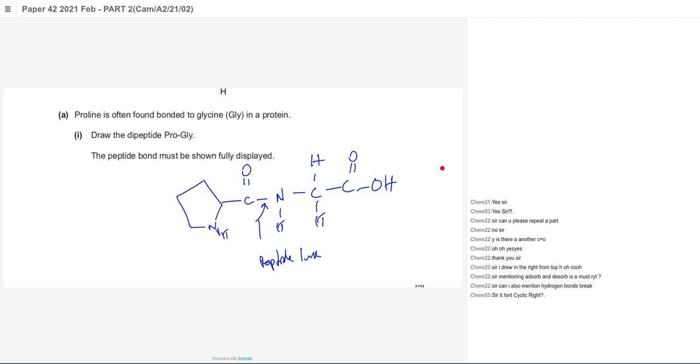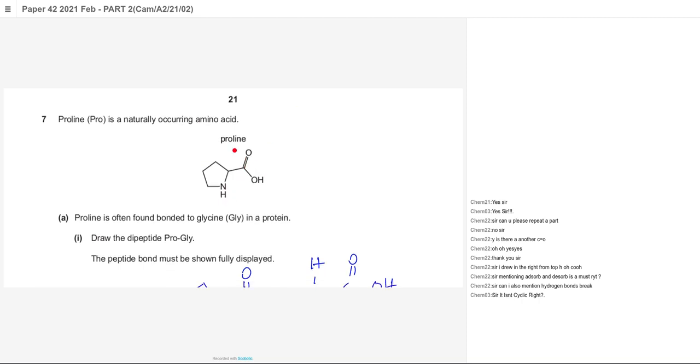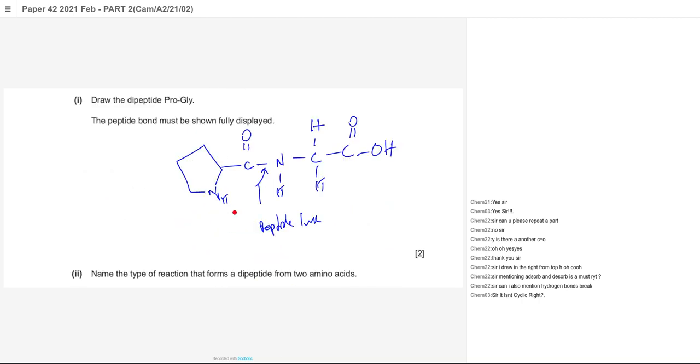It's cyclic. Proline is a cyclic amino acid. Proline is one of the cyclic amino acids. It's an amino acid. It's a cyclic one. It's cyclic still.